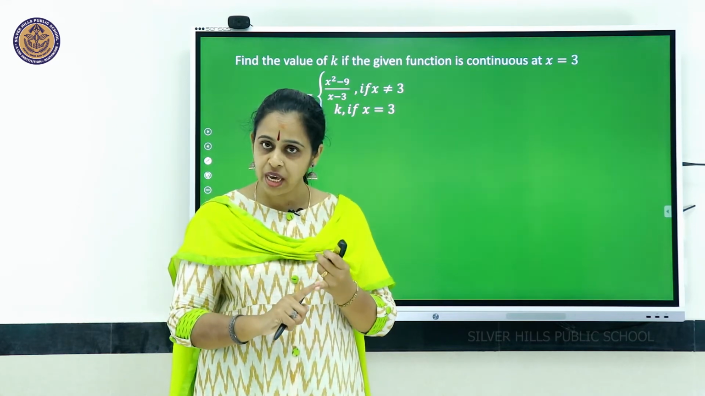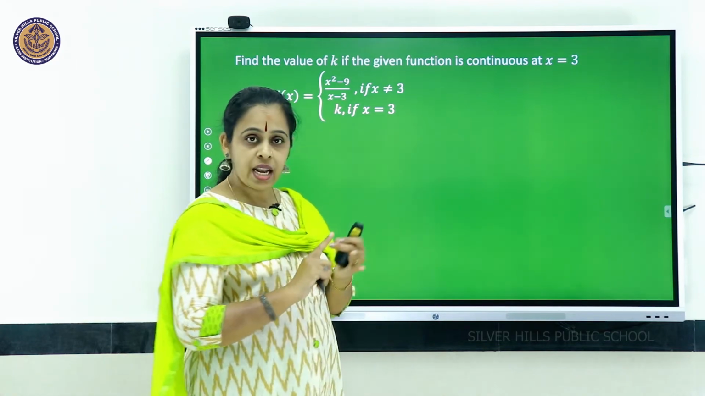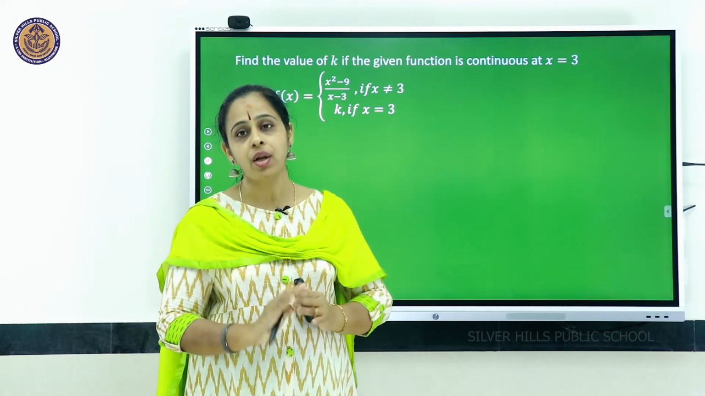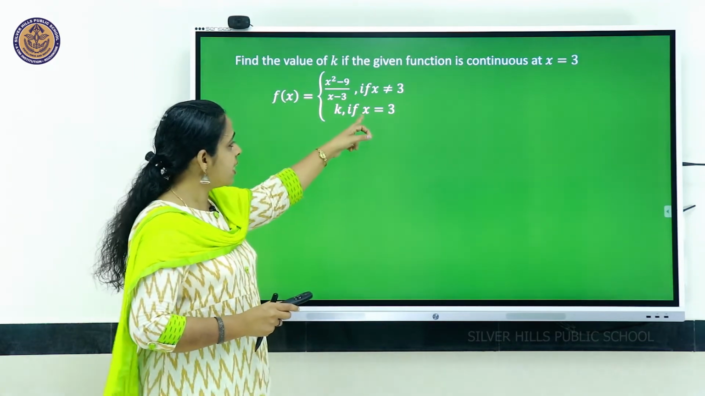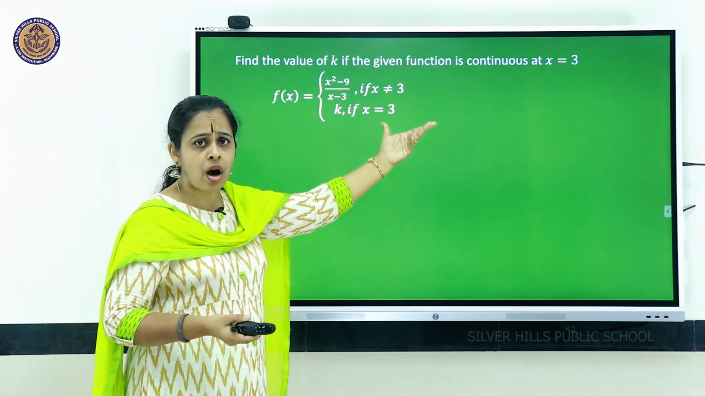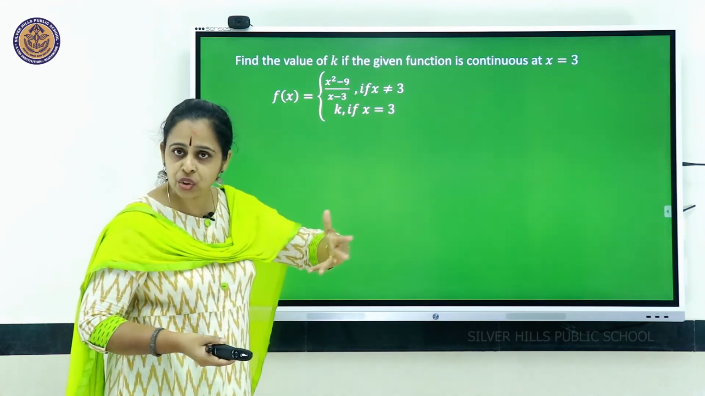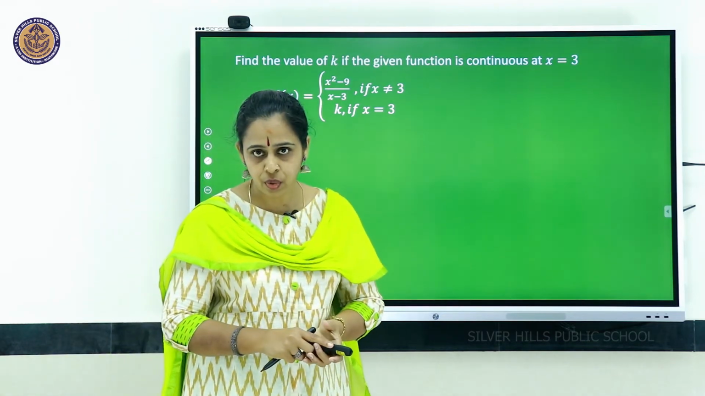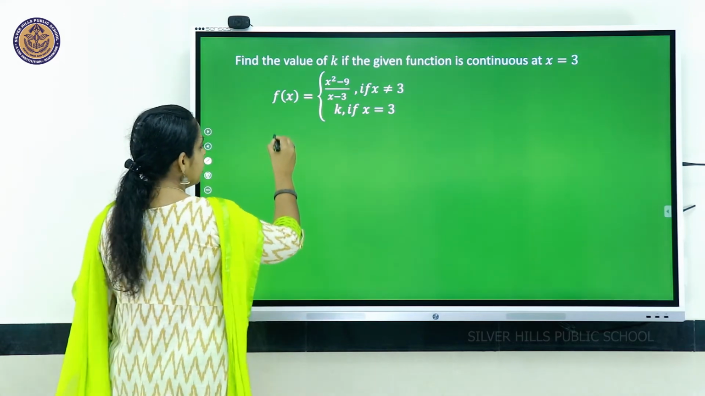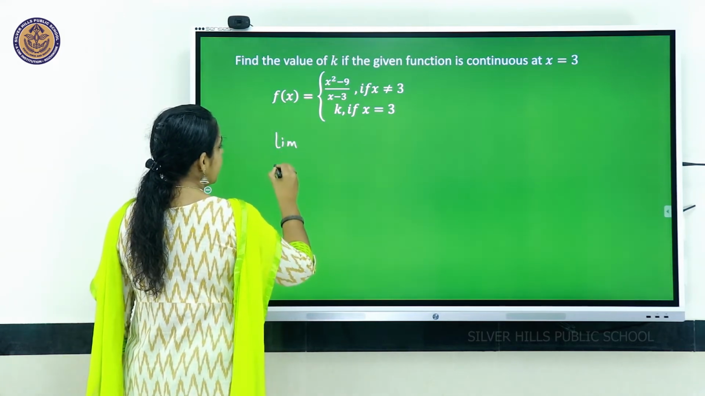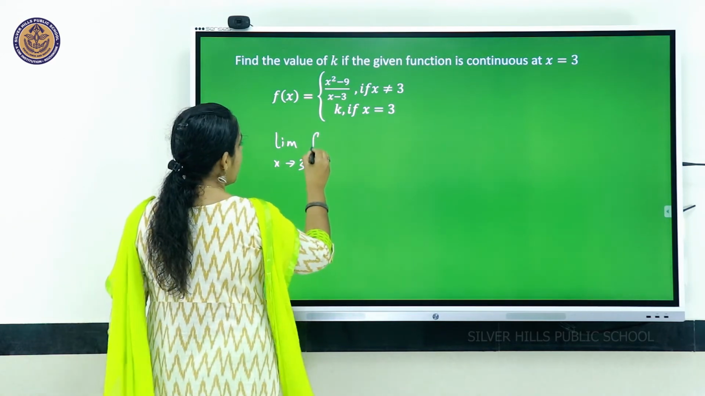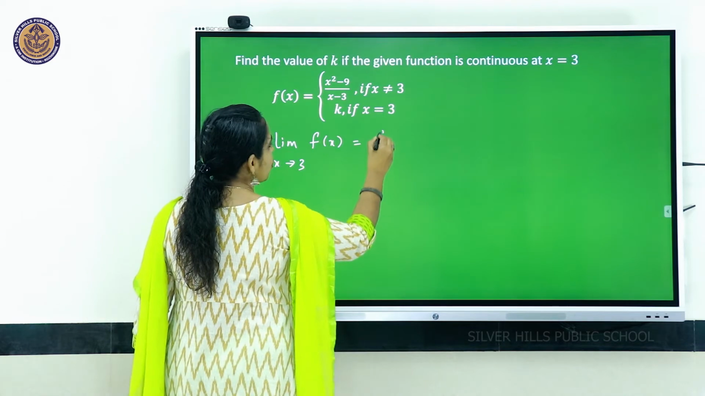The value of the function at 3, the LHL at 3 and the right hand limit at 3, the three of them are unique. Here the function is set at x equal to 3 and x not equal to 3. That means LHL and RHL both will take the same nature, so we will select one among them only. So it is given continuous at x equal to 3. That means limit x tending to 3 of f of x will be equal to f of 3.